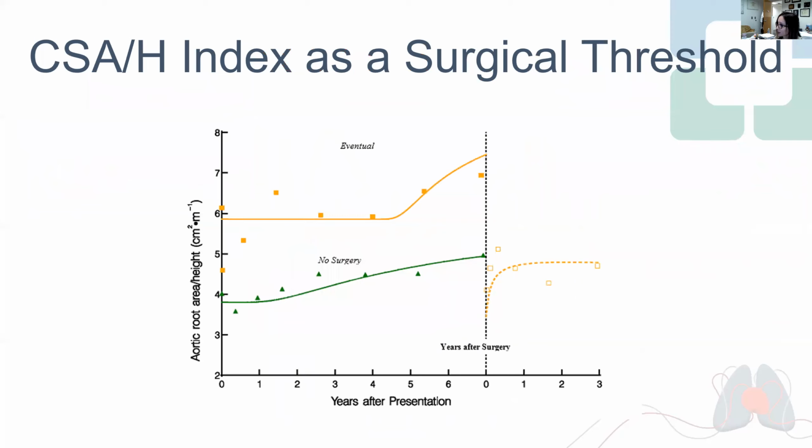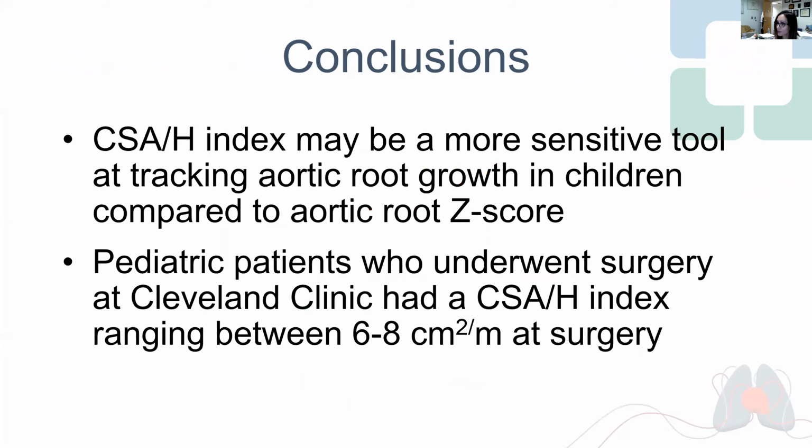Our patient population at the Cleveland Clinic underwent surgery for Marfan syndrome-related aortic issues at a CSA over height index of 6 to 8, as you can see here in the yellow lines. After surgery, the CSA over height stabilized and was fairly constant thereafter. Therefore, the CSA over height index may be a more sensitive tool at tracking aortic growth in children compared to aortic root Z-score, which is commonly utilized.